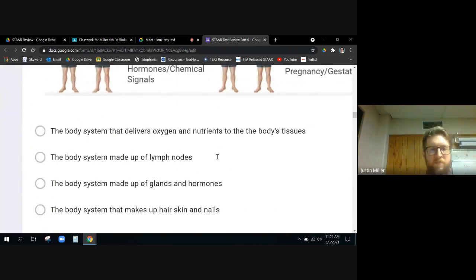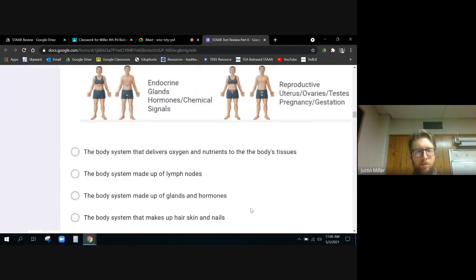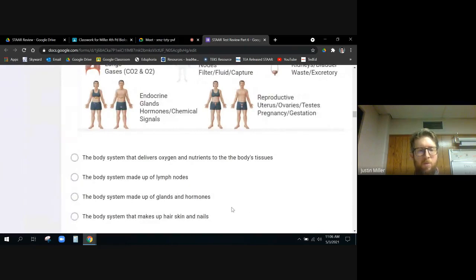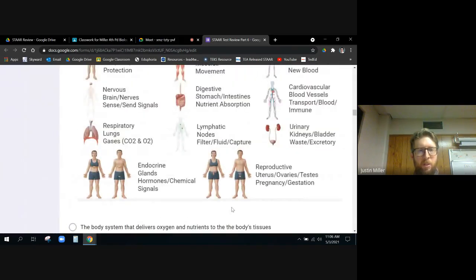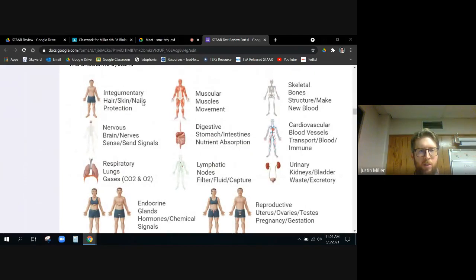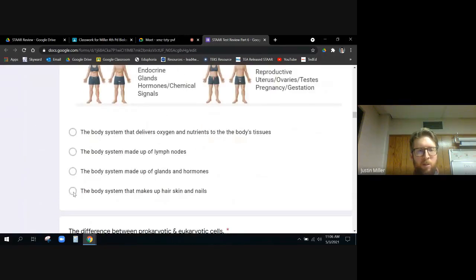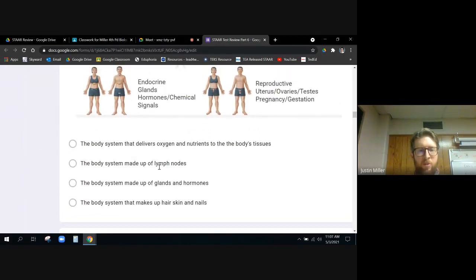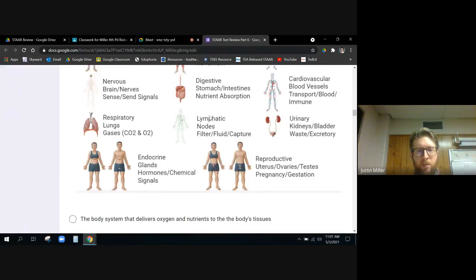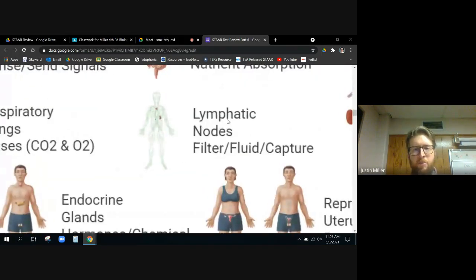what's the answer? Is it the body system that delivers oxygen and nutrients to the body's tissues? Is it the body system made up of lymph nodes? A body system made up of glands and hormones? A body system that's made up of hair, skin, and nails? What body system is made up of hair, skin, and nails? That's integumentary, right? But that's not what we're looking for, so we can rule that out. We're looking for endocrine. Lymph nodes, the word lymph should be a dead giveaway. Lymph is the lymphatic system.